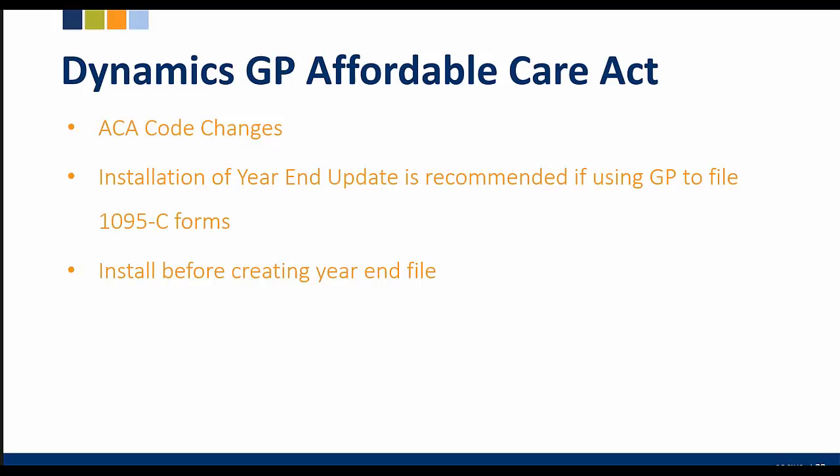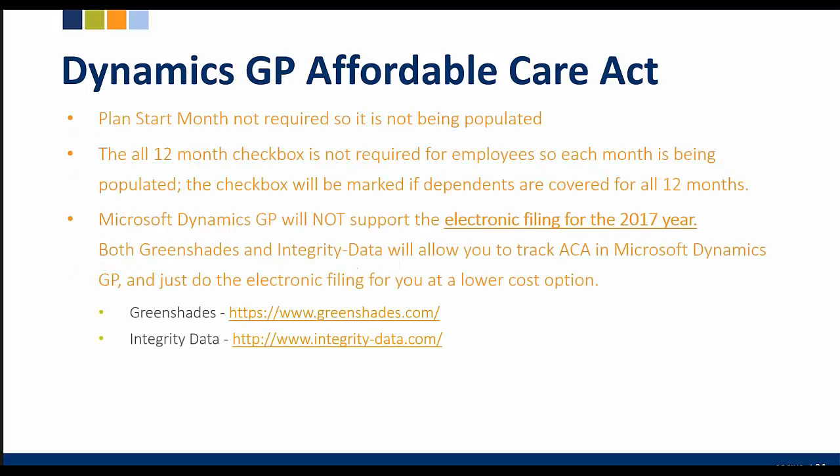So if you're using GP to track your Affordable Care Act information, you will be required to install the year-end update because of the code and form changes that have come down this year. And you will need to install it before creating your year-end wage file. Some changes for the Affordable Care Act in regards to GP: the planned start month is not required, so it's not being populated in GP. The all-12-month checkbox is not required for employees, so each month is populated in GP instead of the 12-month box. The checkbox will be marked if the dependents are covered for all 12 months.